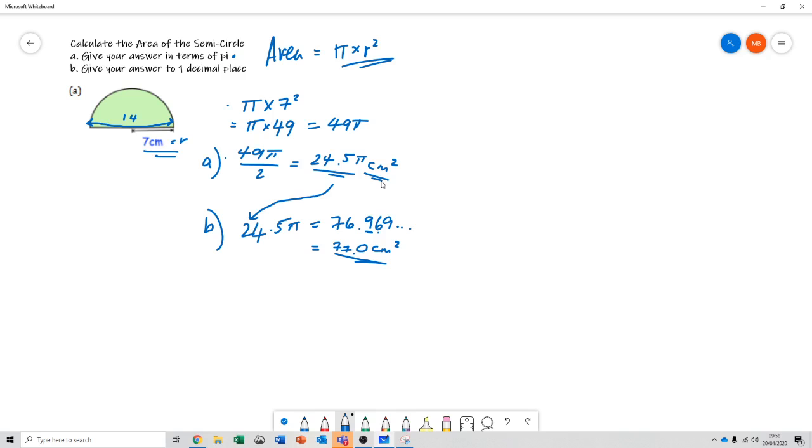And that's basically how you work out the area of a semicircle in terms of pi, and the area of a semicircle to a given level of accuracy.